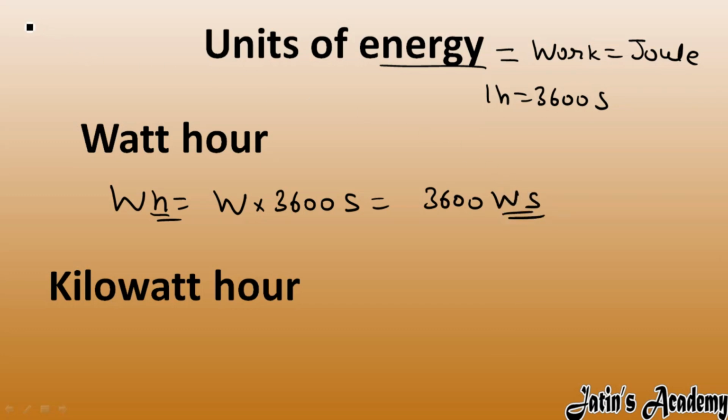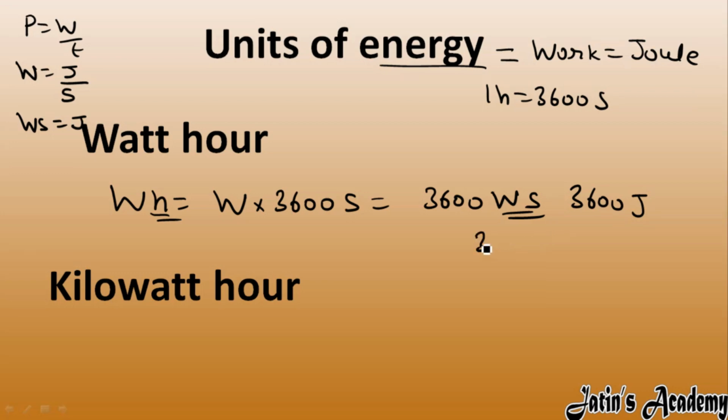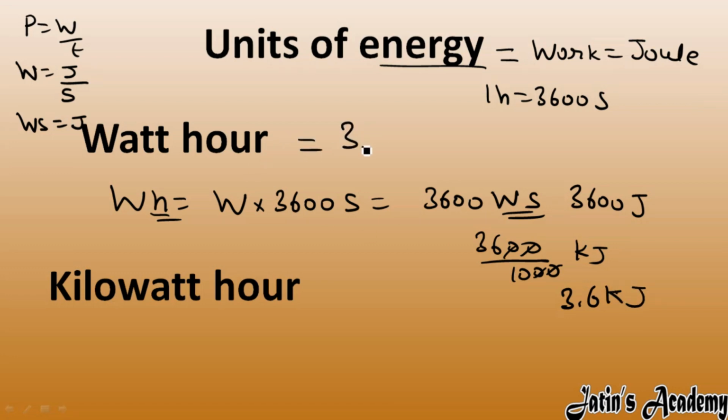We have power equal to work done per unit time. Power is watt, work done is joule, and time is second. So watt into second is joule. So this whole value is converted into joule. Clear? Now divided by 1000, 3600 divided by 1000, this becomes kilojoule. So we get 3.6 kilojoule. It means that 1 watt hour is equal to 3.6 kilojoule.